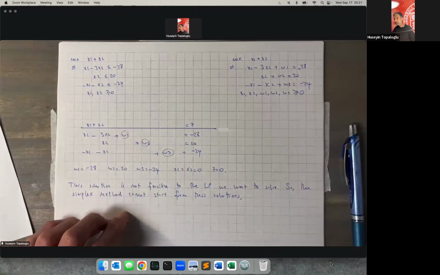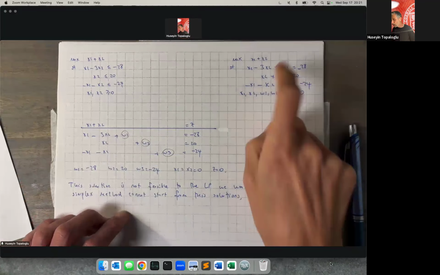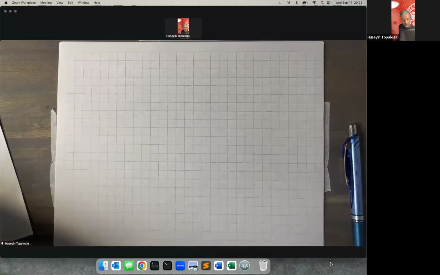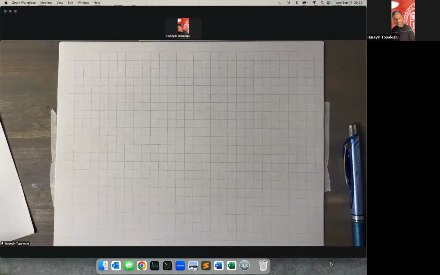Okay, so then the question is, how can I find a feasible solution to this linear program so that I can start the simplex method from that feasible solution, then do row operations to get to better and better feasible solutions? How can I find a feasible solution to this linear program that I would like to solve? In order to do that, we devised this phase-1 linear program. What did the phase-1 linear program look like?